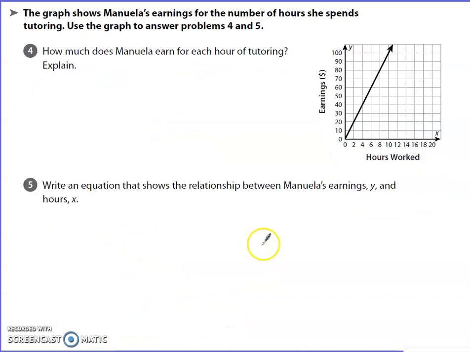Let's keep going on to the next page. It says the graph shows Manuela's earnings for the number of hours she spends tutoring. Use the graph to answer the problems. How much does Manuela earn for each hour of tutoring? They're asking you for the unit rate again. What is her hourly pay? They're looking for the unit rate.